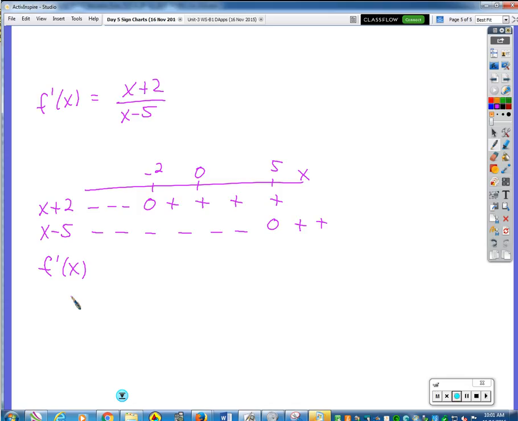Okay, to create f prime, it's a little different now. F prime is still made up of these two factors, but one factor is in the numerator, one is in the denominator. So when I combine them, this is what I say. If x is very negative, this factor will be negative. This factor is also negative, but they combine by saying a negative divided by a negative is a positive. With me?